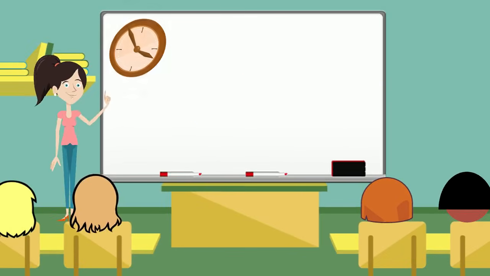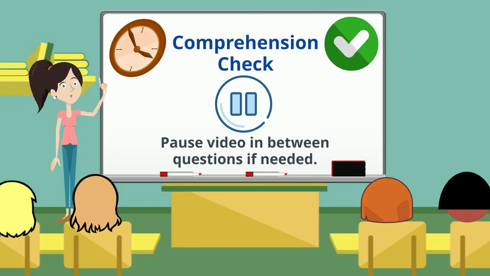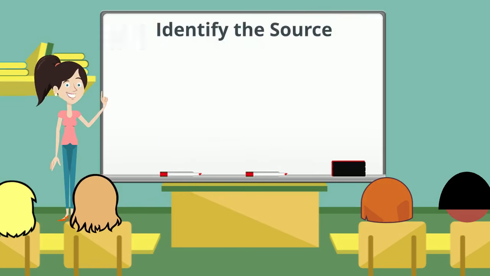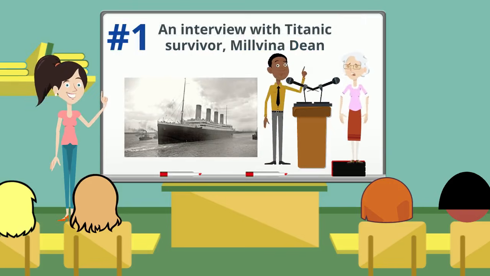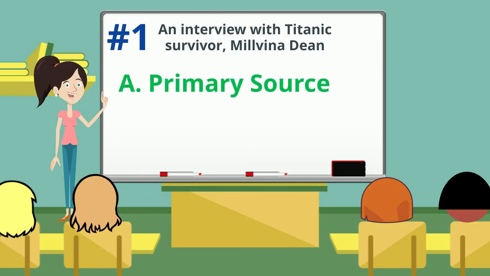Okay, class, it's time for a quick comprehension check. You can pause the video between each question if needed. Identify the source. Number 1. An interview with Titanic survivor Melvina Dean. Is it A, a primary source, or B, a secondary source? The correct answer is A, primary source.